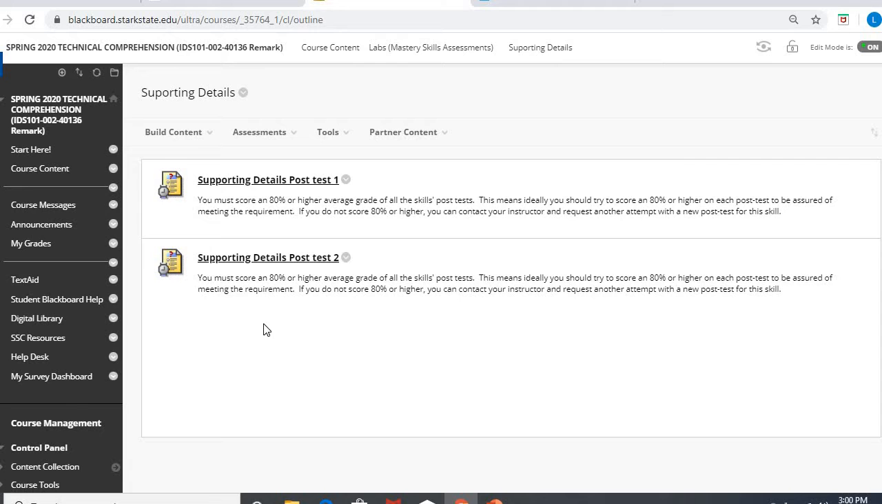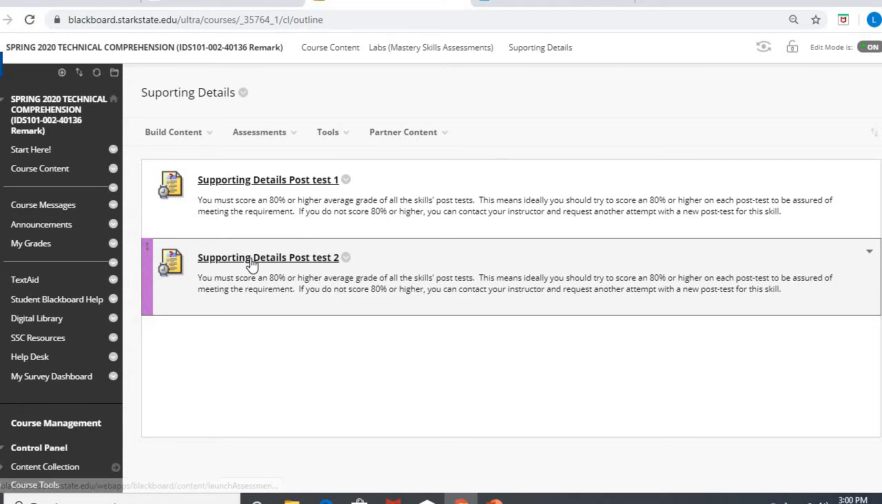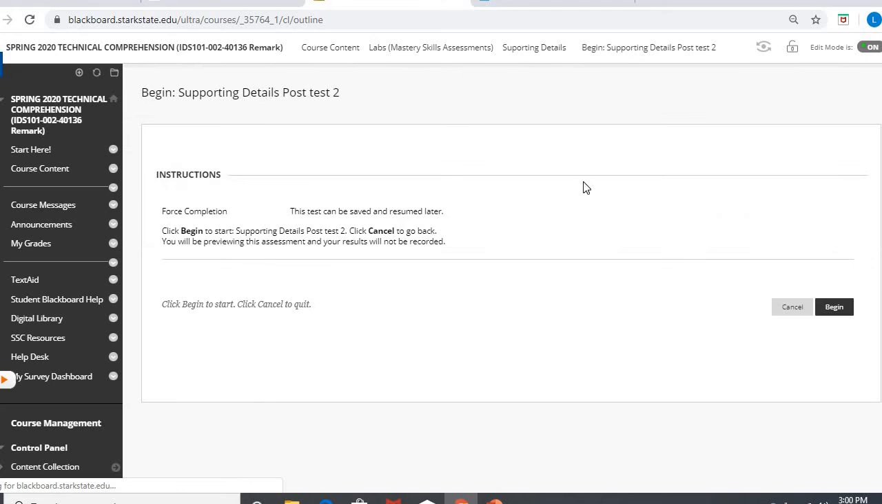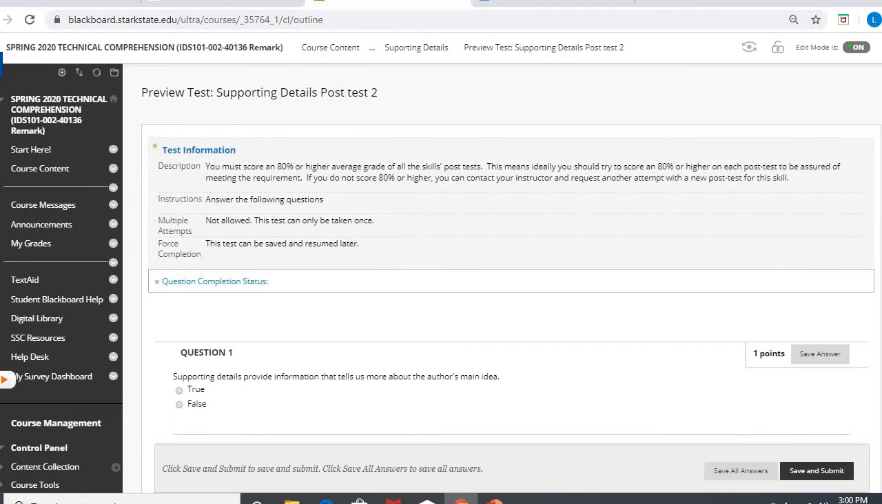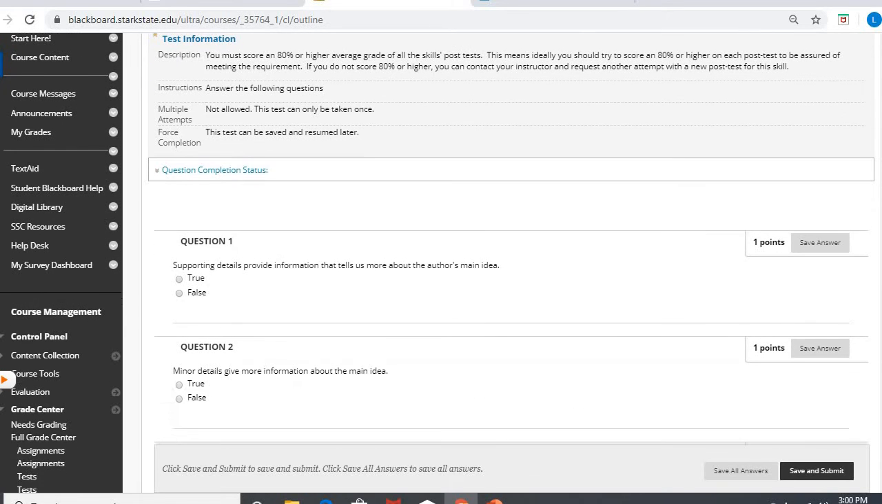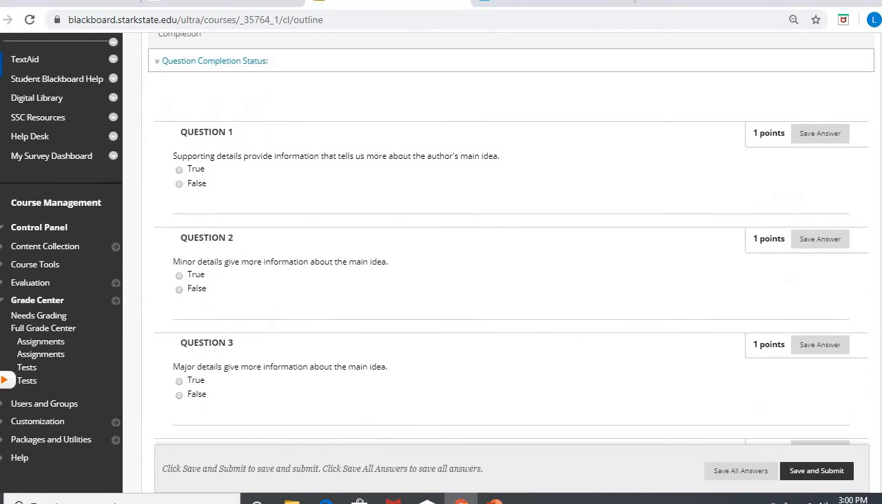So I'm going into post-test 2 again because I like this one in particular because it talks about the definitions of supporting details, and that's always what I like to focus on, the definitions, so you know what they mean, and then there's a little bit of application with that as well. Okay, so here we go. Post-test 2, supporting details. Question 1.